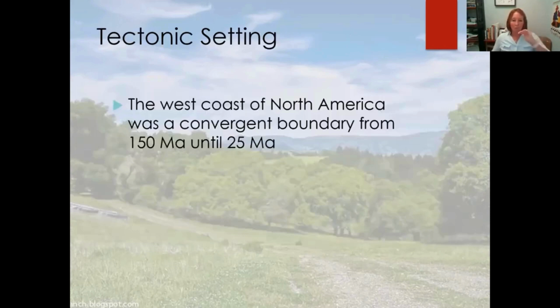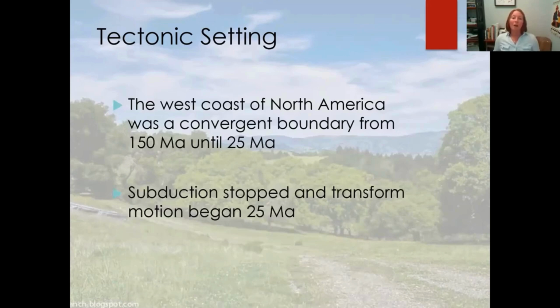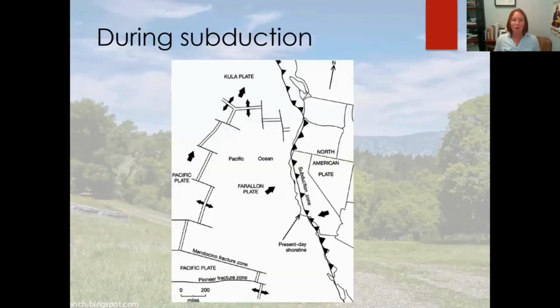All right, so we've already covered this. We were a convergent margin. However, subduction stopped and transform motion began about 25 million years ago. So this is the most complicated part of what I'm going to tell you. So take what you can from it, because it is really sort of hard to follow.